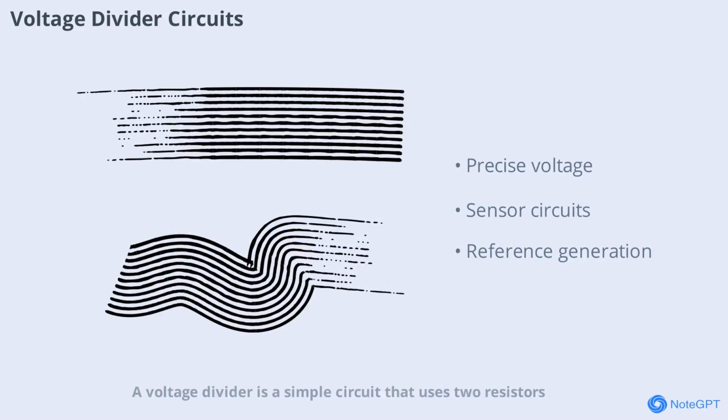A voltage divider is a simple circuit that uses two resistors to produce a specific output voltage from a higher input voltage. This configuration is widely used in sensor circuits, reference voltage generation, and signal conditioning. By choosing the right resistor values, you can create precise voltage levels for various applications.